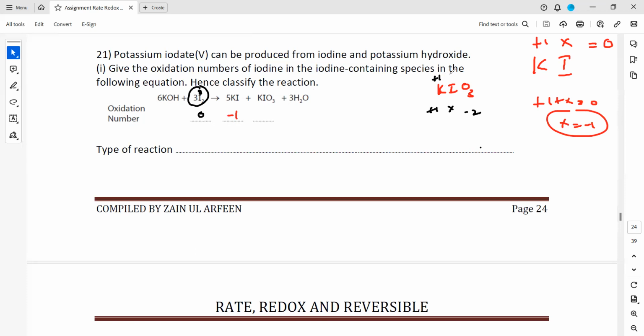So this will be plus 1 plus X minus 6 is equal to 0. Why? Because 3 oxygen are there. Each oxygen is minus 2, so 3 will be minus 6. When we simplify this, we have plus 1 plus X minus 6 equals 0, or X is equal to, because plus 1 minus 6 is minus 5, so X is equal to plus 5. So here the oxidation number will be plus 5.